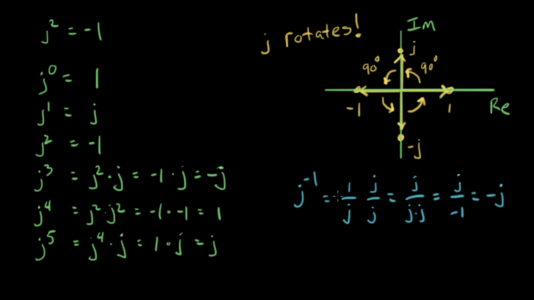So whenever we see j in a fraction, j to the minus 1, basically it introduces a minus sign and the j comes up to the top out of the fraction. So j to the minus 1 equals minus j. And we'll use that occasionally to help us in our math.